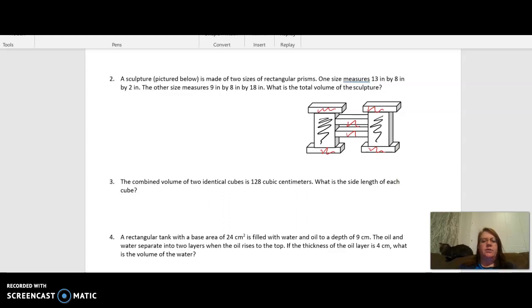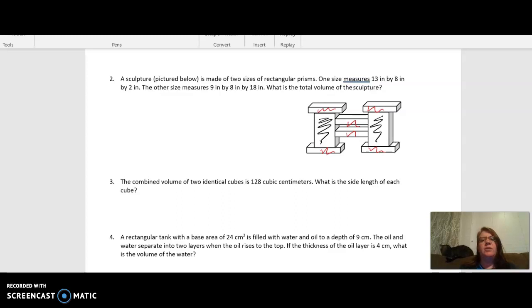Okay. So when I'm taking a look at that, I see, wow, okay, 18 by 8 by 9, that's probably the big ones. And then 13 by 8 by 2, that's probably the small rectangular prisms. So I've got to figure out what the big and the small is, and then figure out how many of each we have and put it all together. Lots of steps, I know.